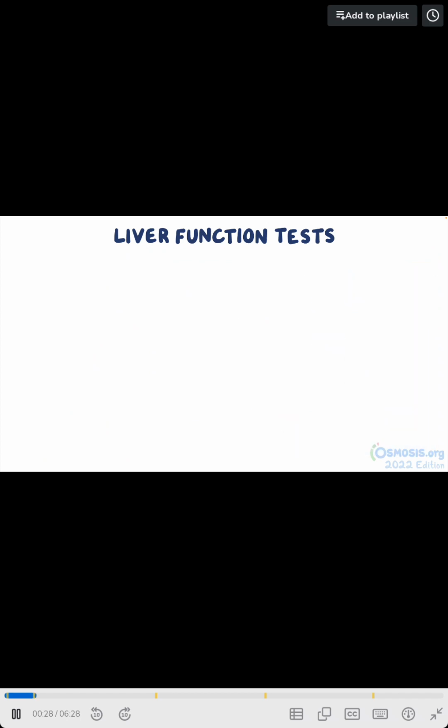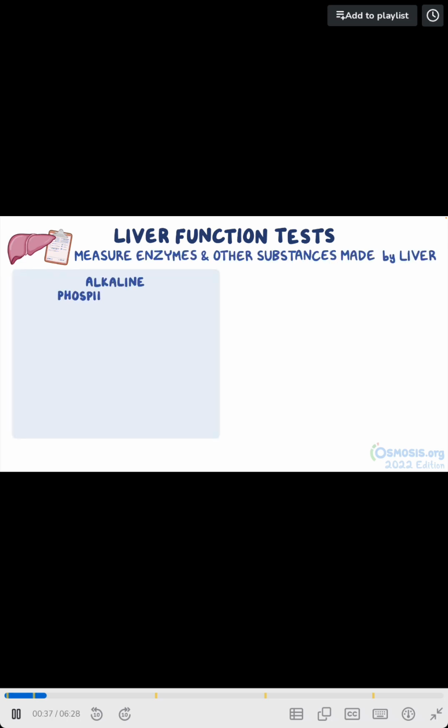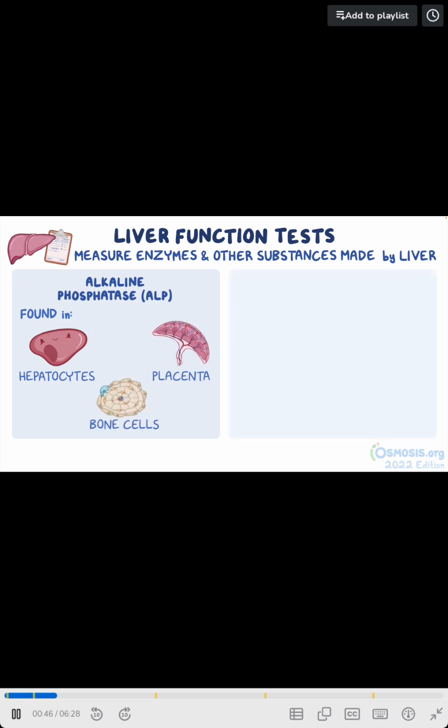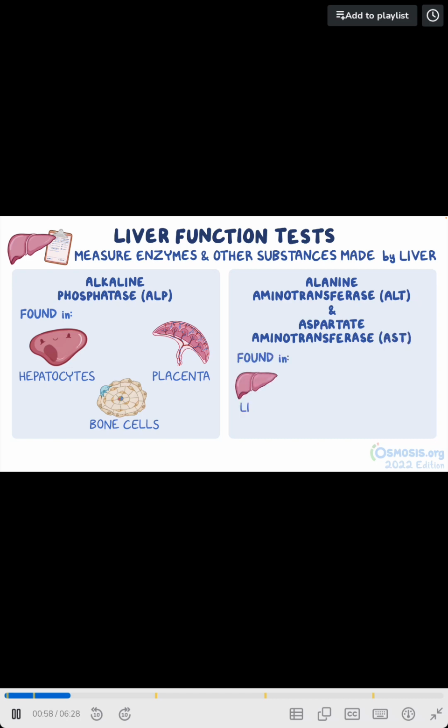Now, liver function tests, or LFTs, are a set of tests that check the health of the liver by measuring the enzymes and other substances made by the liver. First up is alkaline phosphatase, or ALP for short, which is an enzyme found mostly in liver cells, which are called hepatocytes, as well as in bone cells and the placenta. Next is alanine aminotransferase, also known as ALT, and aspartate aminotransferase, also known as AST. Both ALT and AST can be found in the liver, kidneys, heart, and skeletal muscle.